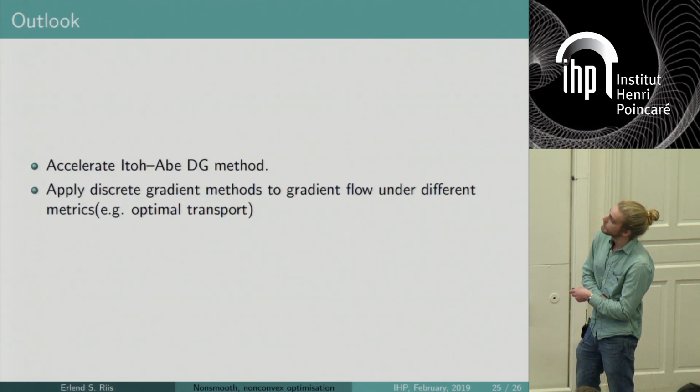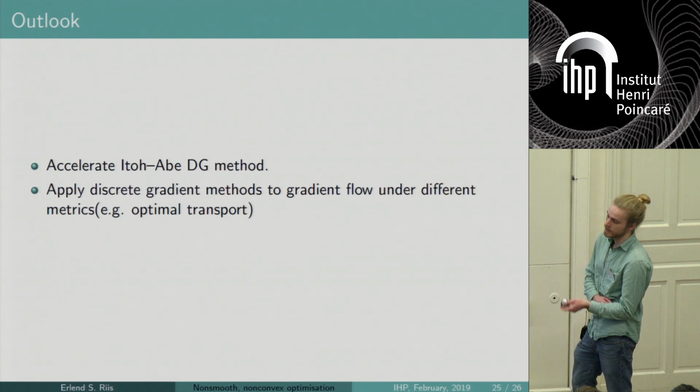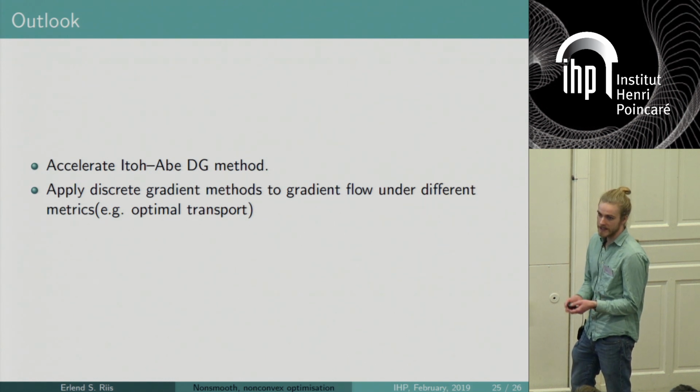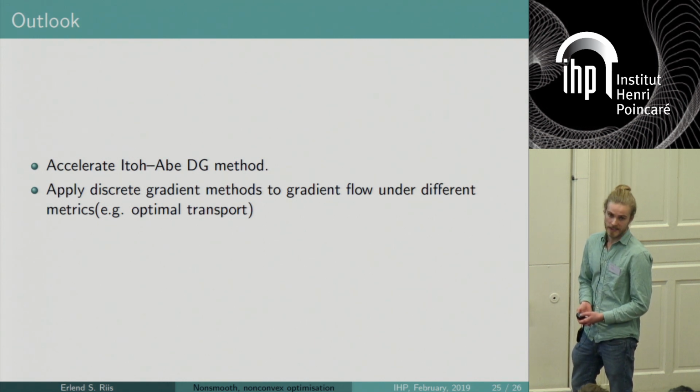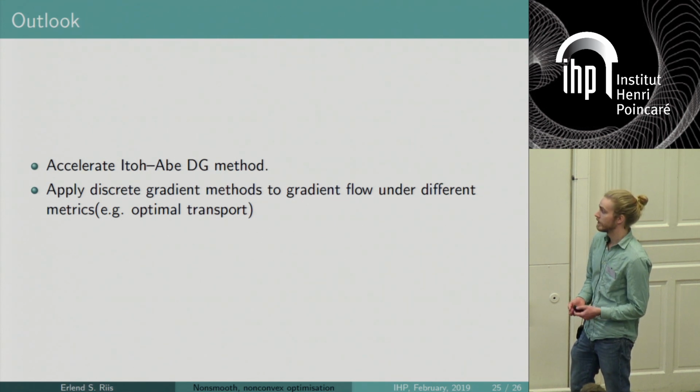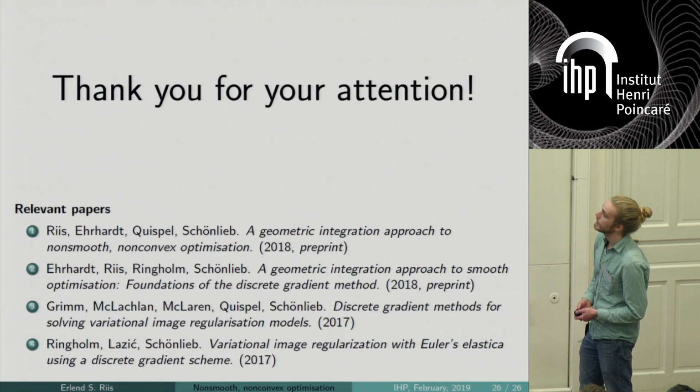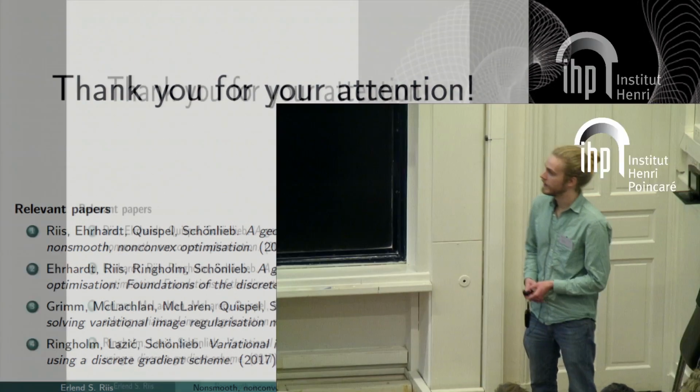Yeah, and then just outlook in terms of future work. One thing that we'd like to do is to formulate an acceleration, a Nesterov type acceleration, for the Itoh Abe method. And we also would like to look at the discrete gradient method in other settings. So, for example, other types of gradient flow under different metrics, for example, with applications to optimal transport. Thanks a lot for your attention, and here are some of the relevant papers.